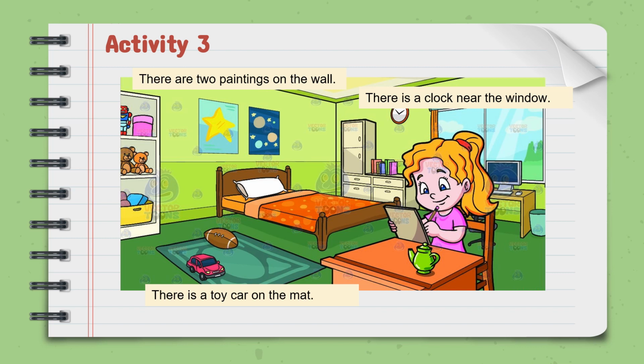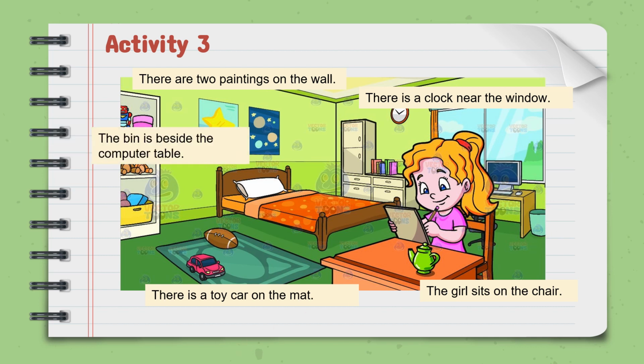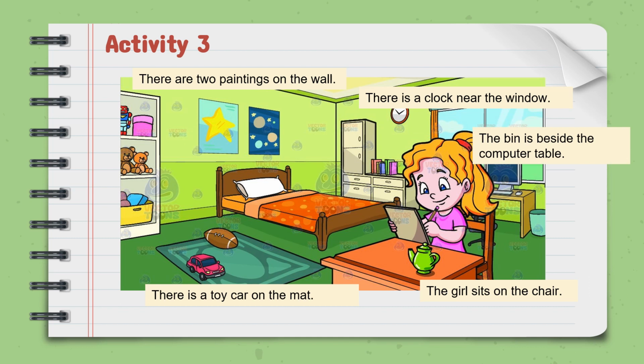The girl sits on the chair. And the 5th sentence would be regarding, what is this? Oh, that's a bin. And where is the bin? So the sentence would be, the bin is beside the computer table. Very good.